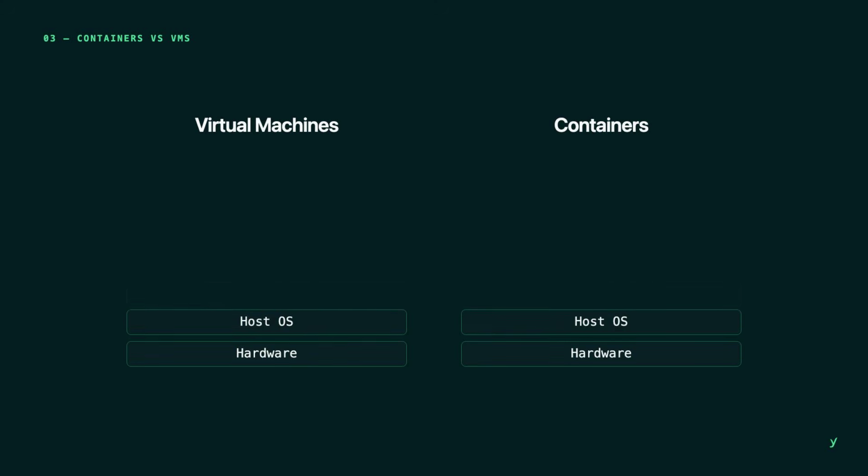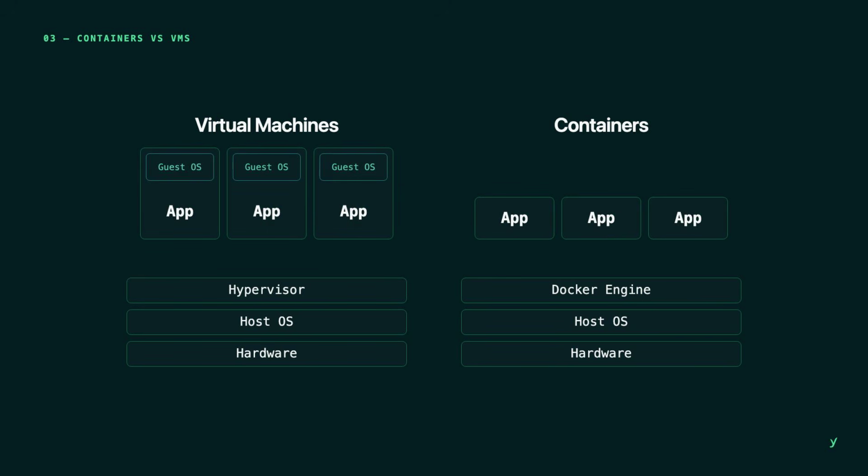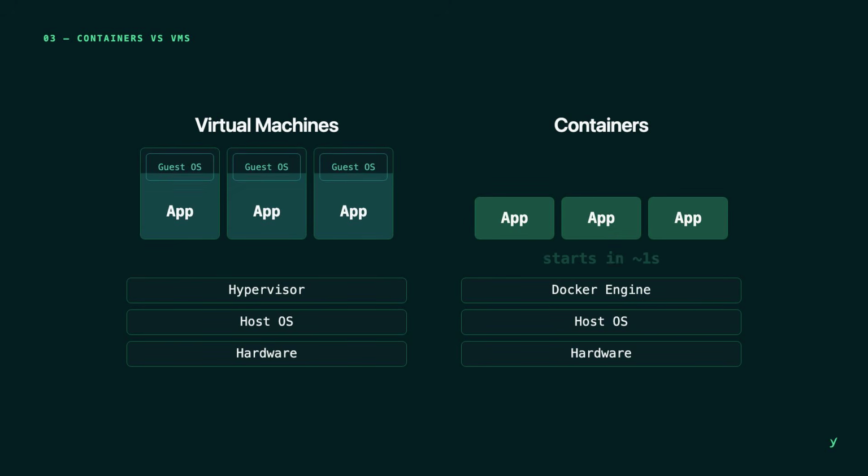Isn't that just a virtual machine? Close, but no, and the difference matters. A virtual machine emulates an entire computer. Every VM boots its own full operating system. That's heavyweight, gigabytes each, and slow to start.